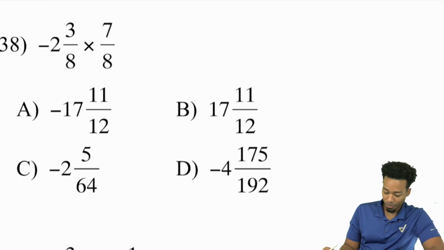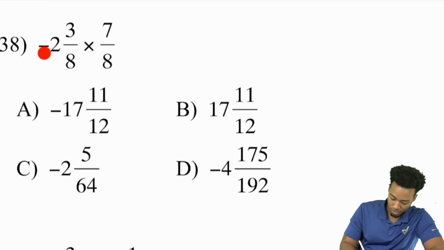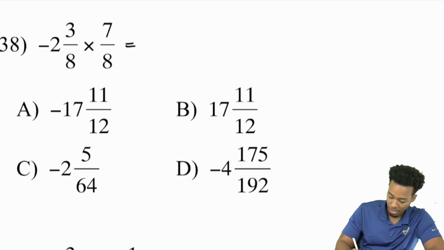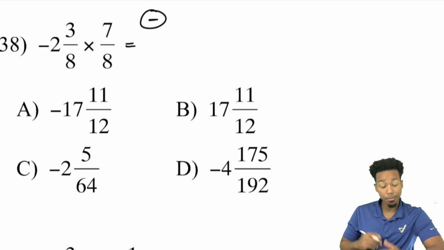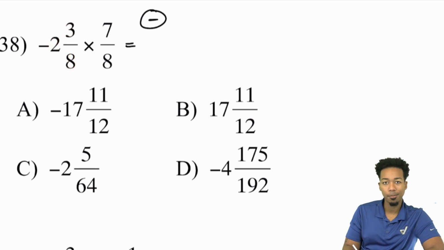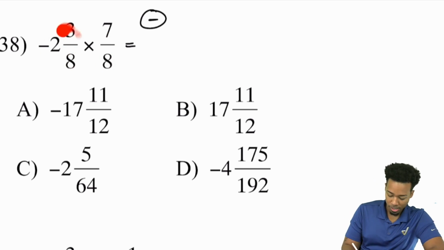So here we go. I have a negative number over here times a positive number. So I can tell you right now that this is going to end up being a negative result. My answer is going to be negative. And then from there, I'm going to deal with the actual multiplication. I got a mixed number right over here. I don't like that. I got to turn that into an improper. This 7 over 8 stays the same. So let's take care of business here.